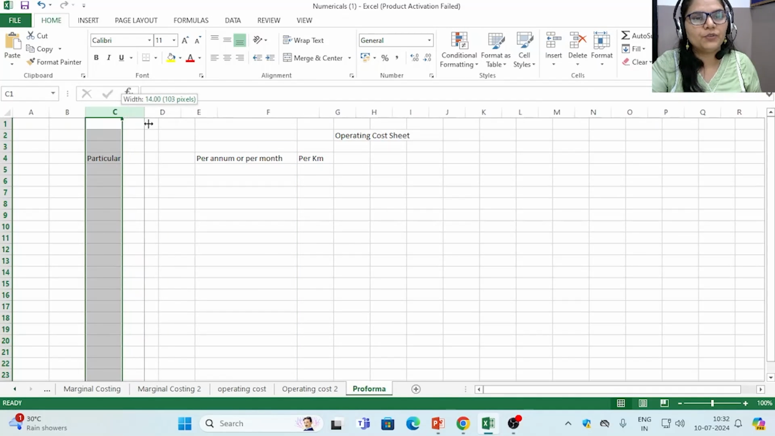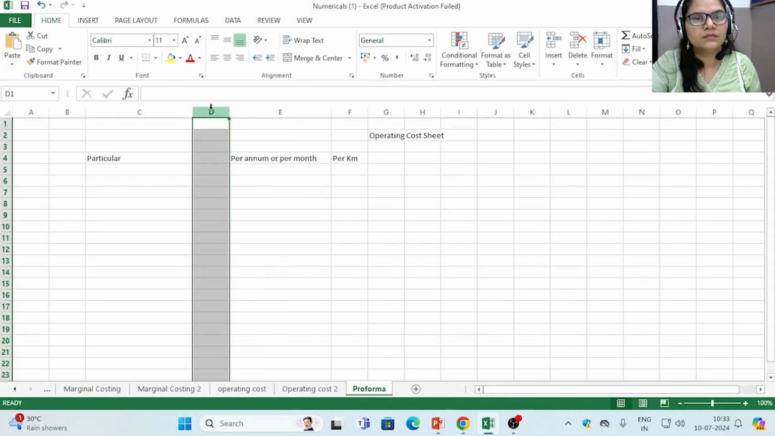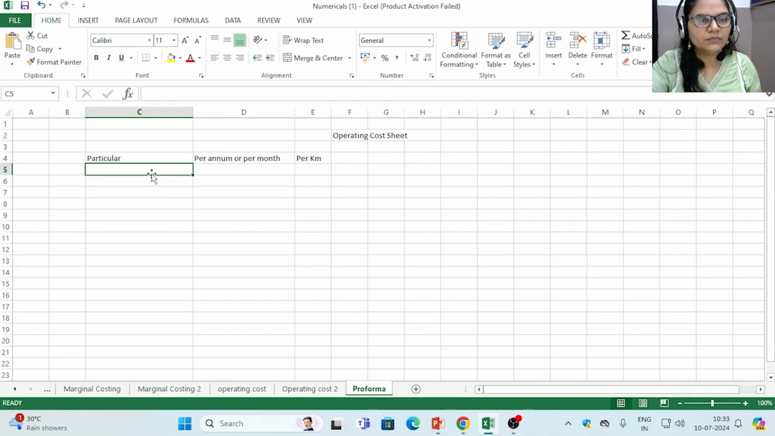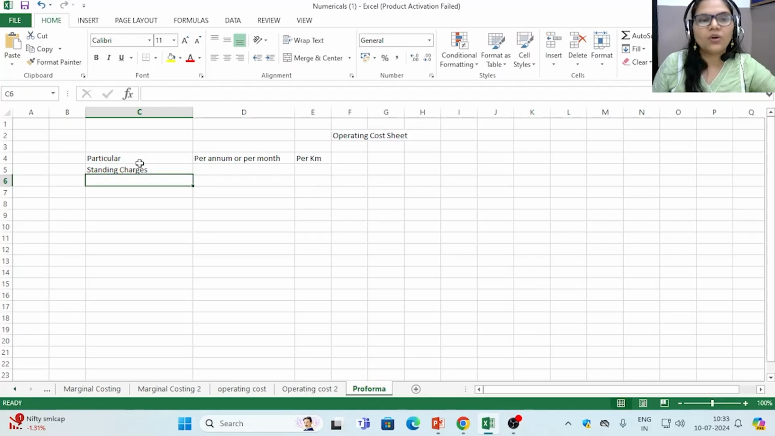In the particular column, we have to mention first standing charges. What are standing charges? These are fixed charges, expenses that are bound to be incurred irrespective of whether the vehicle is running or not. For example, interest on financing of a vehicle, rent, road license fee, insurance premium, road tax, depreciation, garage rent, monthly salary of driver, conductor, or cleaner, salary of a supervisor, stationery expenses, office expenses. These are all your standing charges.